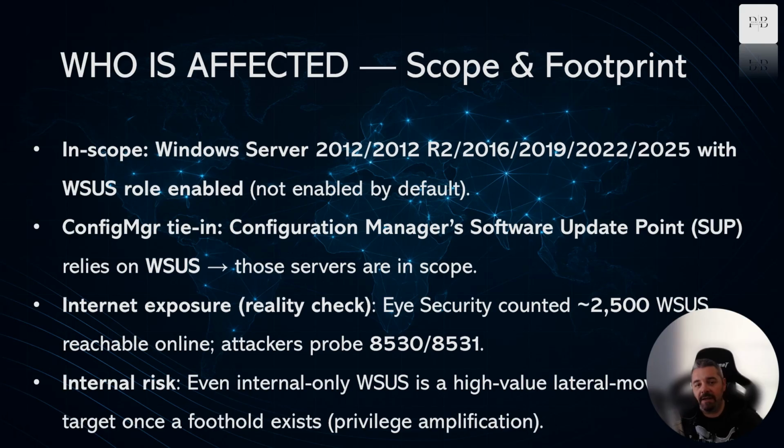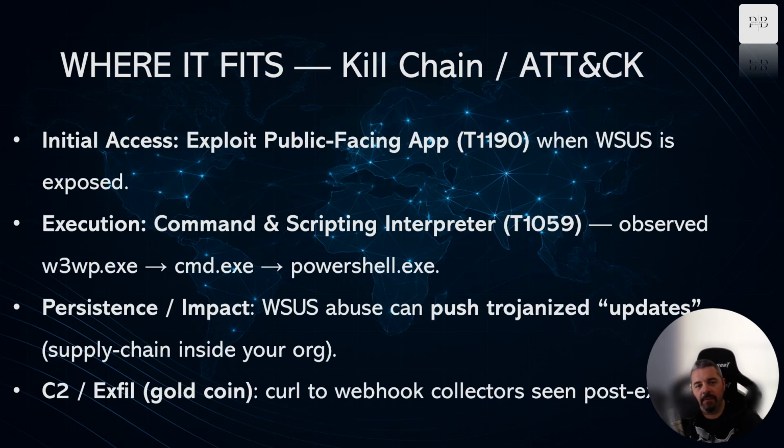Next, I'll map exactly where this sits in the kill chain and how attackers ride WSUS from exploitation to impact, so you can spot it early and stop it. Let's place this in the attack chain so you can spot it fast and shut it down. If your WSUS is reachable, this is initial access via T1190, so-called exploit public-facing application.